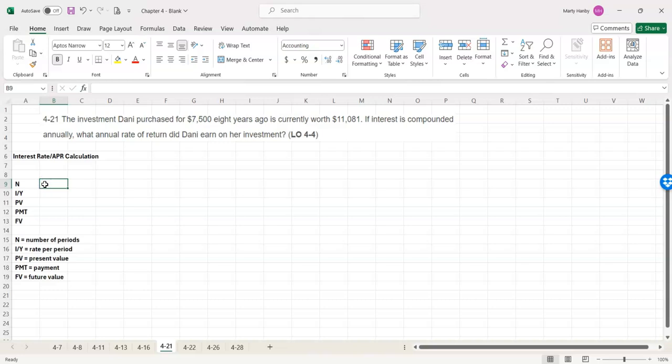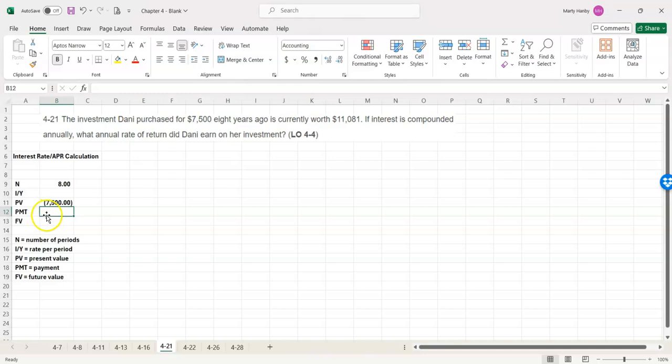So, 8 years ago, so 8 in. So we're going to calculate our rate. Our present value is 7,500. We'll enter that as a negative. It won't work if you don't. There aren't any payments. If you don't enter that as a negative, it won't work.